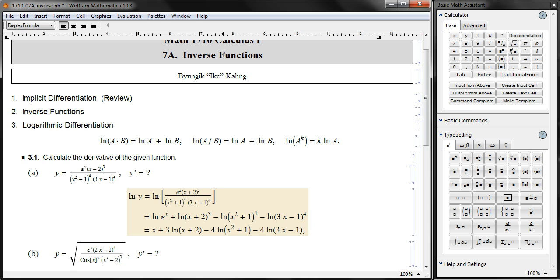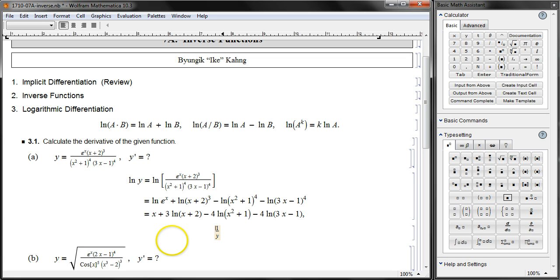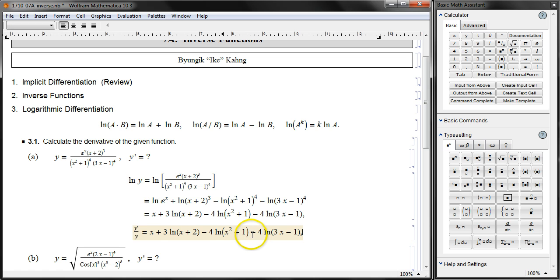Here we apply the derivative. Here we apply the implicit differentiation. We take the derivative, but we use implicit differentiation. What is the derivative of log of y? It's 1 over y, but by the chain rule you have to multiply the derivative of the inside, y prime. So we get y prime over y equals the derivative of this expression here. Shall we go ahead and take the derivative here one by one? Okay, let's do that.